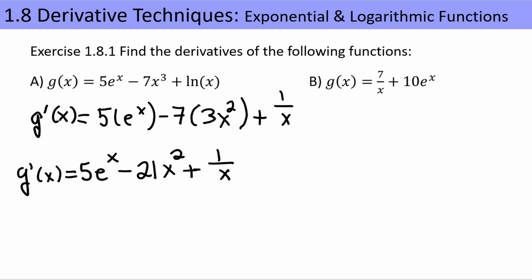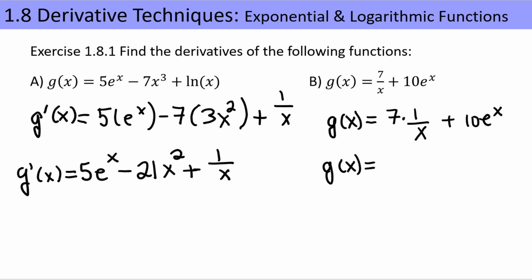Let's do b. g of x equals 7 over x plus 10 times e to the x. We have to do an algebra step or two first, so let's look at the first term of 7 over x. I'll separate that into the product of 7 times 1 over x, and we still have plus 10 e to the x. And then using the rules of exponents, we'll write g of x equals 7 times x to the minus 1 plus 10 e to the x.